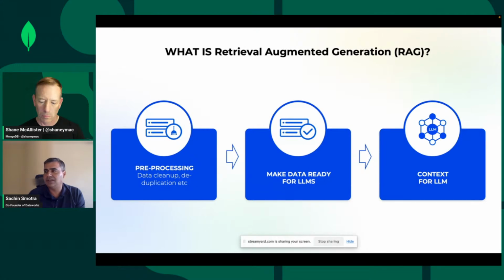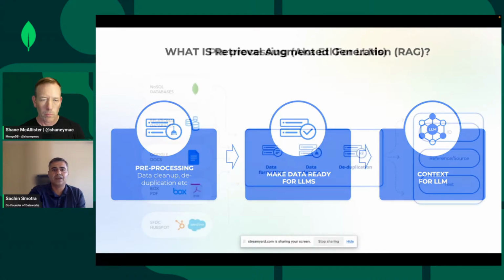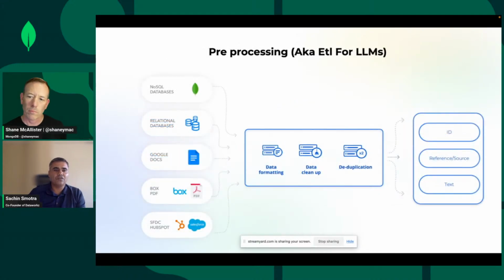So you've got to do a bunch of cleanup and make that data ready for large language models, or get it to a point where it can be made ready, which is the next step, where you're essentially converting that into the vector representation. I'll talk about that in a second. And the last step is creating the context, or providing the relevant information to the LLM based on the question that was asked. Each of these steps for pre-processing, I think of as ETL for LLMs.